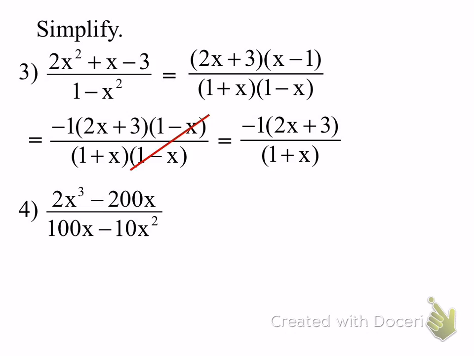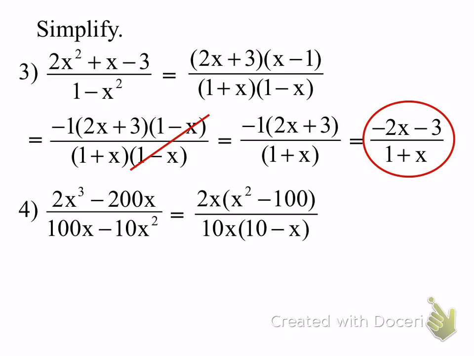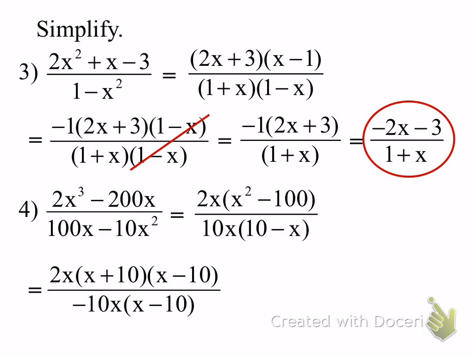Now, 2x cubed minus 200x. Don't forget your GCF factoring. Let's just look at what happens. You're not going to have time to write this all down because I need to show you domain. 2x, I can factor out the GCF. I still got to factor more. x plus 10, x minus 10.